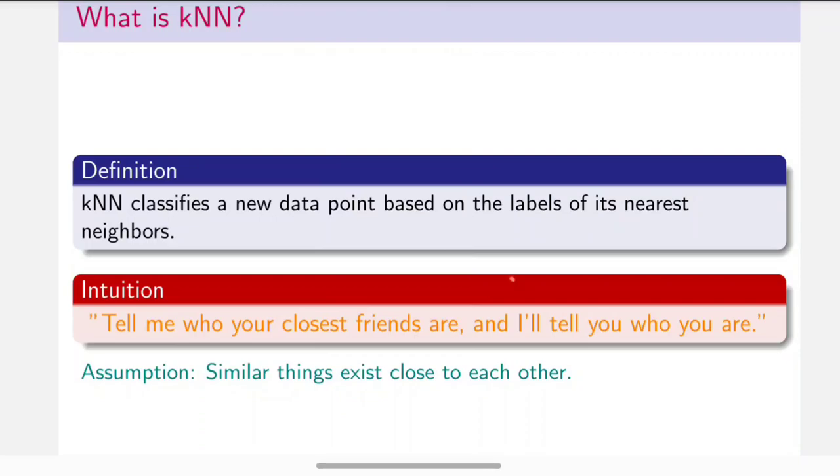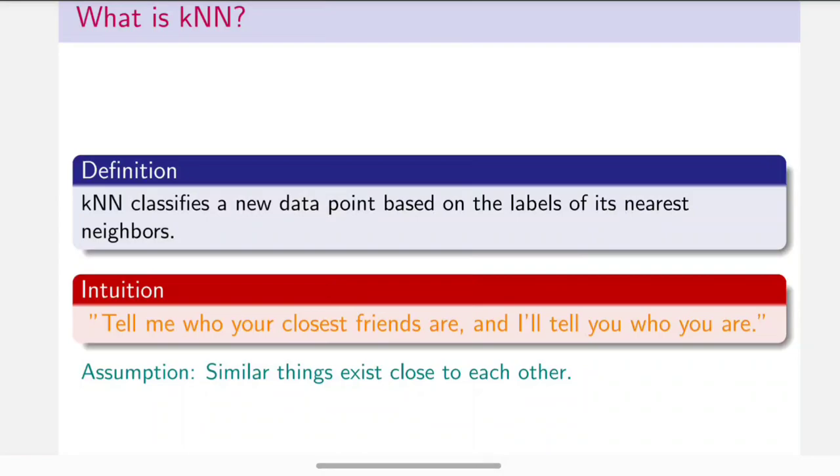As written here, tell me who your close friends are, and I will tell you who you are. Based on the circle that you roam, I can identify, right? Based on your close friend circle, I can identify whether you are a good student or a bad student. So this means a data point is likely to belong to the same class as the points that are closest to it. That is the idea behind kNN.